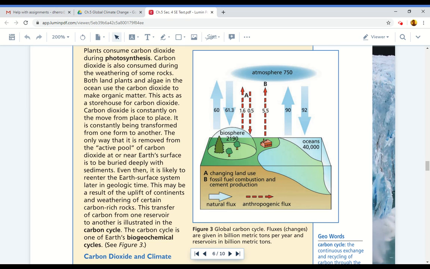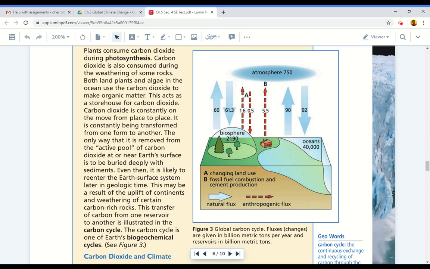Plants consume carbon dioxide during photosynthesis. Carbon dioxide is also consumed during the weathering of some rocks. Both land plants and algae in the ocean use carbon dioxide to make organic matter. This acts as a storehouse for carbon dioxide. Carbon dioxide is constantly on the move from place to place. It is constantly being transformed from one form to another.